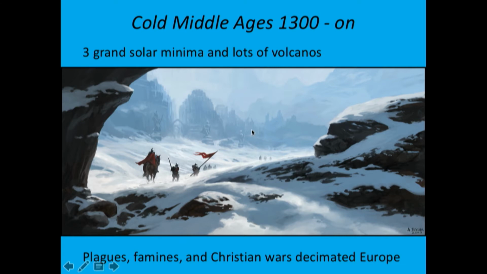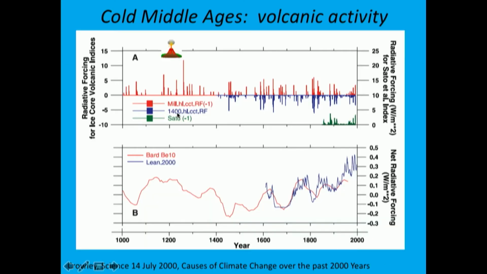Or is this the Little Ice Age we're talking about? The Middle Ages started cooling from about 1300 on. There were three grand solar minima. Two of them were even deeper than the Maunder Minimum, and there were even bigger volcanoes. Crops failed, there were plagues, and people fought. Millions of people died in wars. And what was going on with the rest of the world?